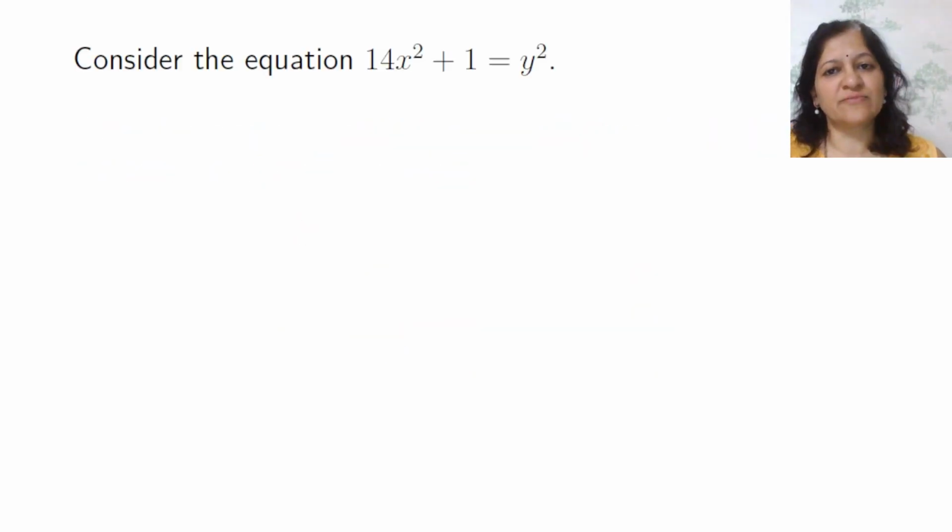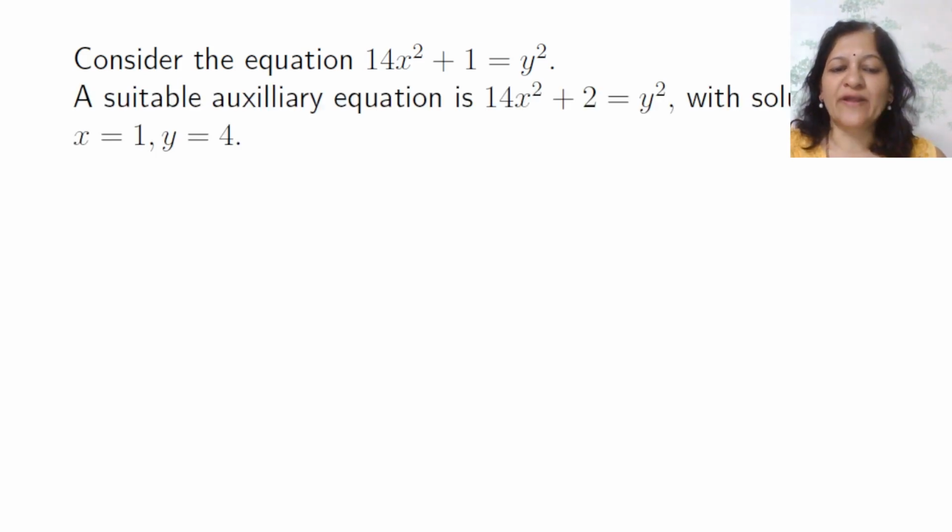Now let us discuss some concrete examples. Consider the equation 14x square plus 1 equal to y square. Then a suitable auxiliary equation is 14x square plus 2 equal to y square, and a solution of this equation is x equal to 1, y equal to 4. We can easily find a solution of this equation.